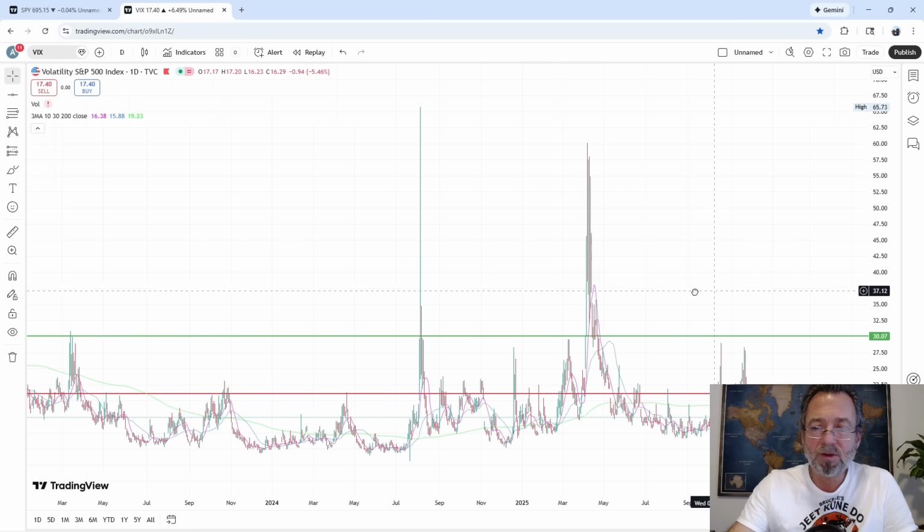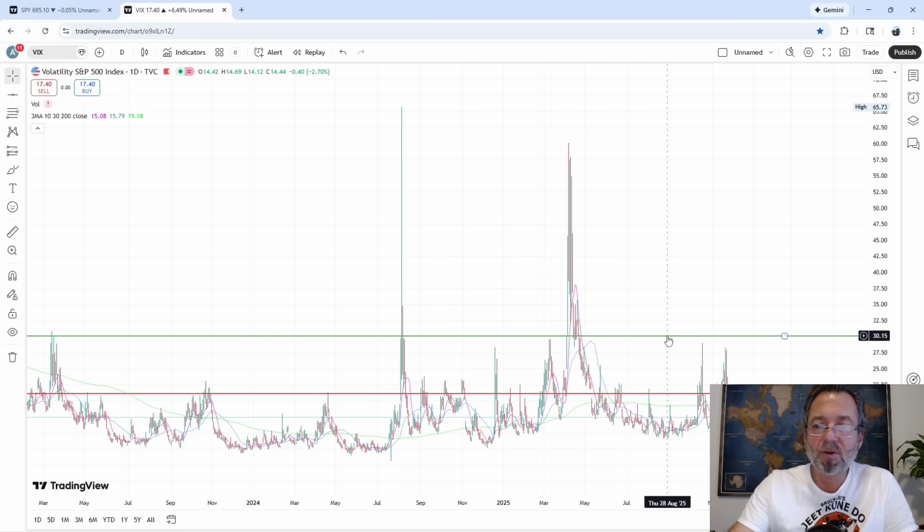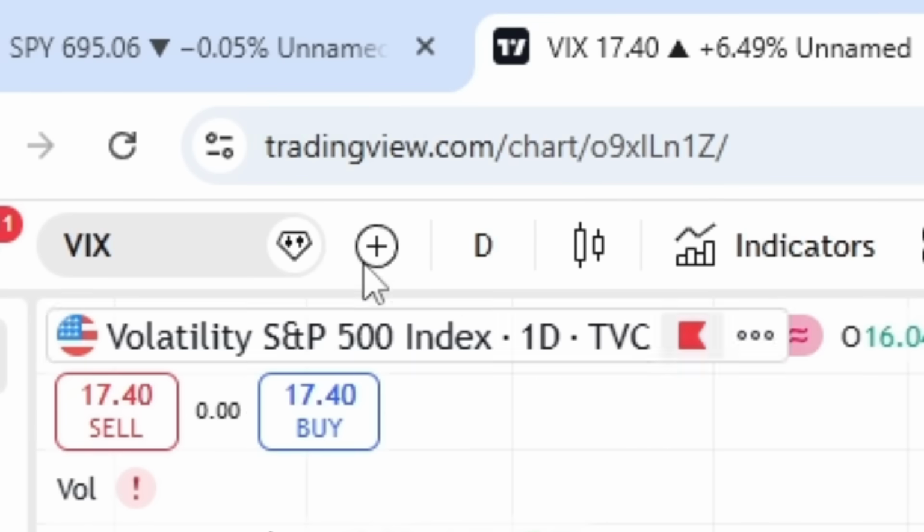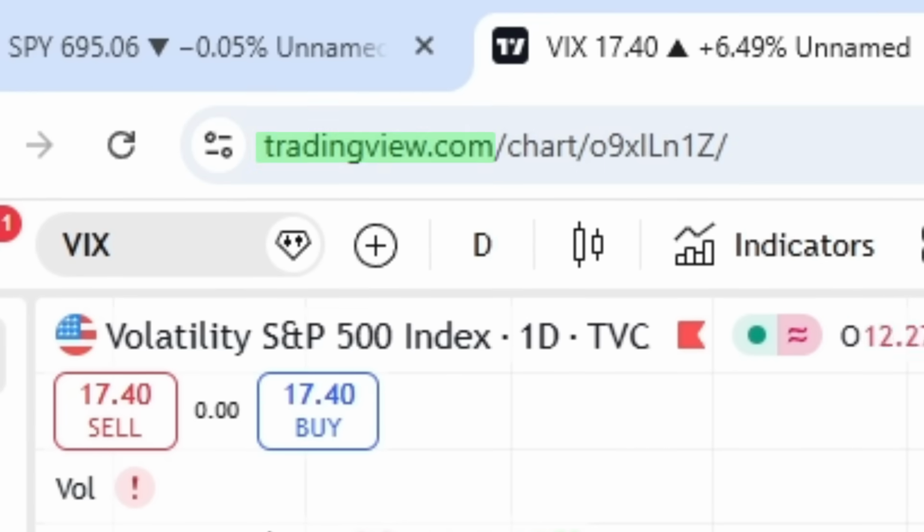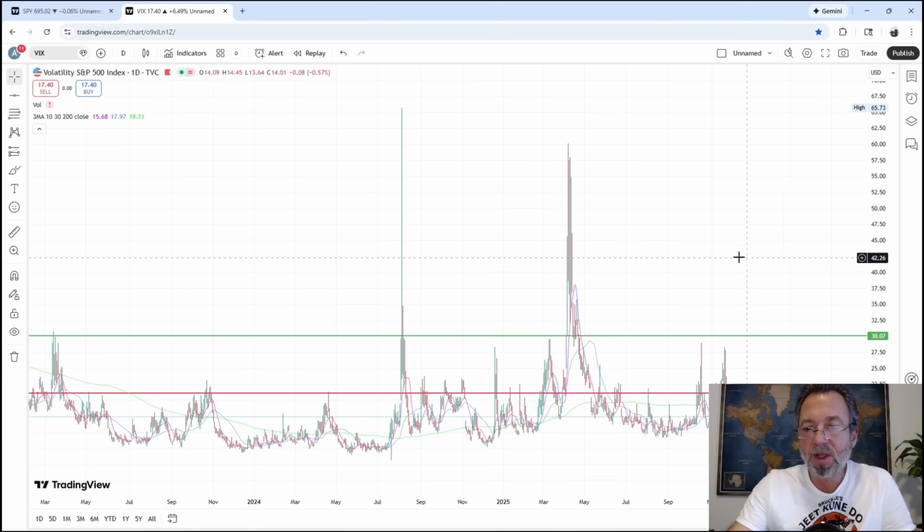Okay, so here's what you're going to do. It's a simple trade. You draw your lines right here on the VIX chart. I'm using tradingview.com. It's free. Anybody can go and get a free account. You have to log in and set it up, but it's free for anyone to use, so you can do exactly what I'm doing.